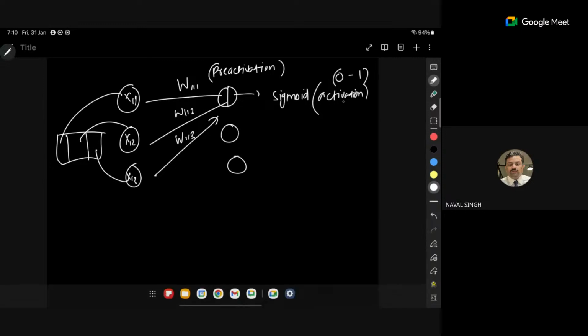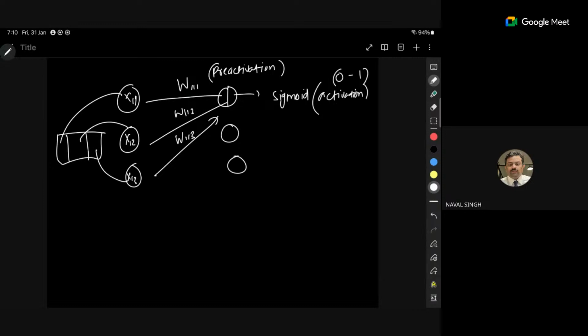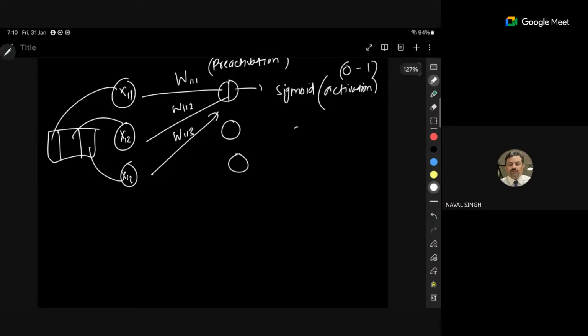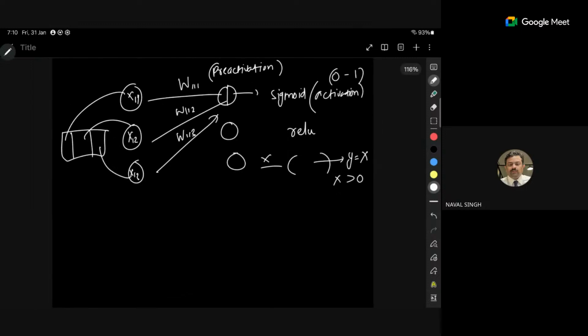So these are some activation functions. Sigmoid is there, and later on ReLU will come, where whatever you give, you get out: y equals x if x is greater than 0. More activation functions will come up. But you can't have values which are very high numbers. The problem happens in this part.